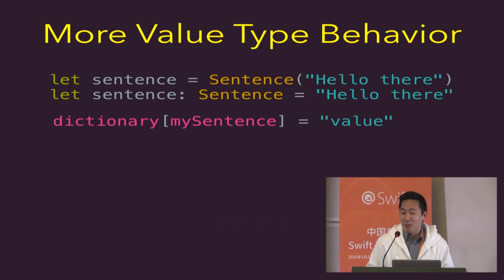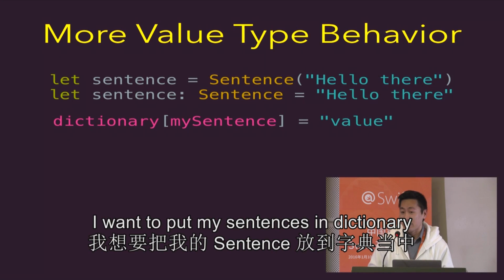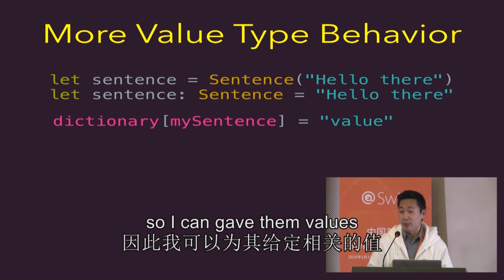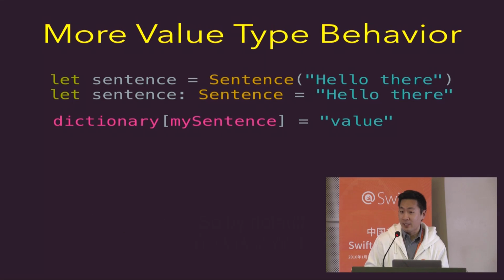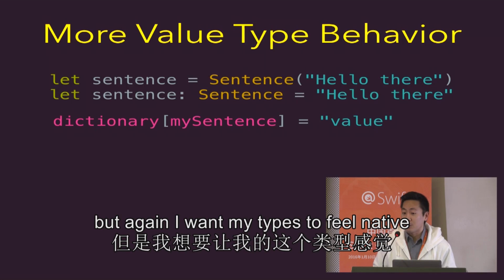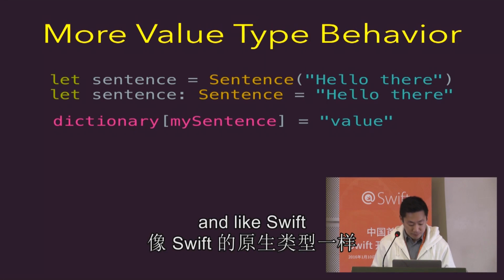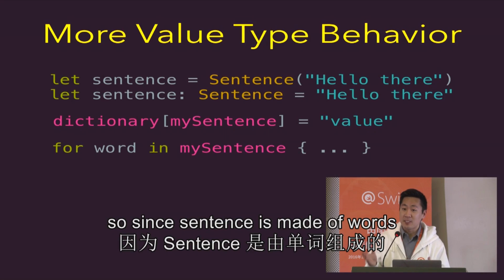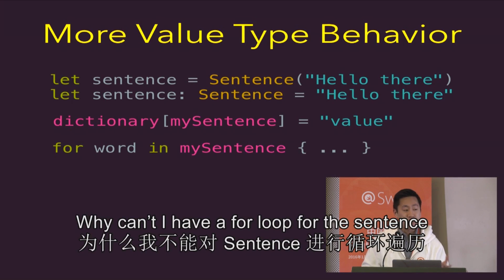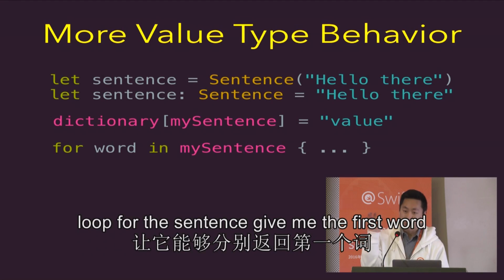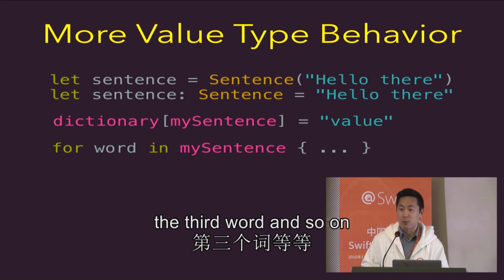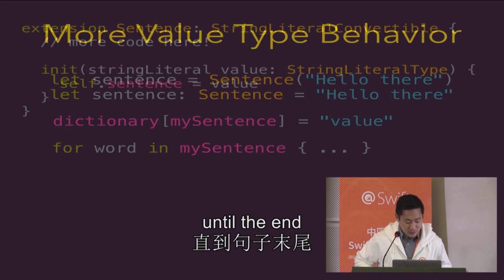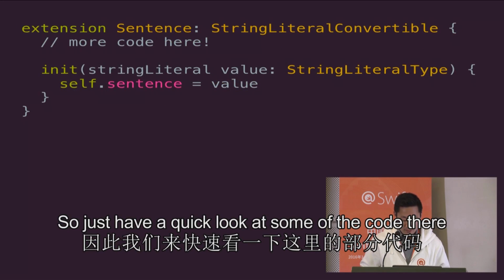All right, next up, I want to put my sentences in dictionaries. I want them to be keys in dictionaries so I can give them values. So by default, I can't do this. But again, I want my types to feel native and like Swift. And then maybe I also want iteration. So since a sentence is made up of words, why can't I have a for loop through the sentence, give me the first word, the second word, the third word, and so on until the end? So let's just have a quick look at some of the code there.